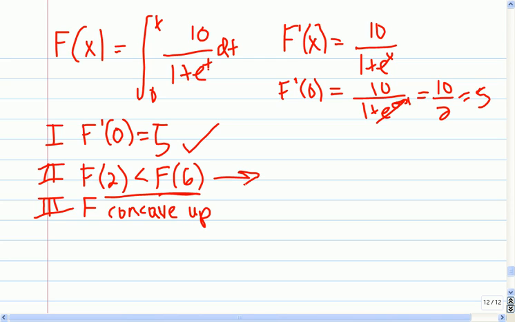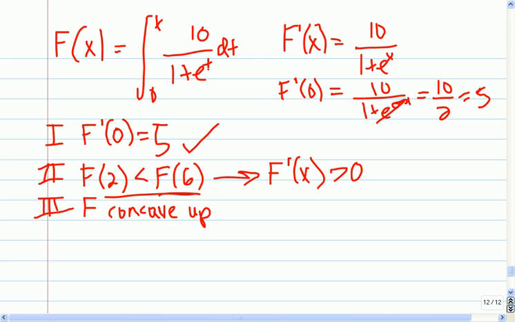How do we know if it's increasing? How can you tell if a function is increasing? Yeah, first derivative is positive. So that's what we want to know. Is the first derivative greater than 0 from 2 to 6?